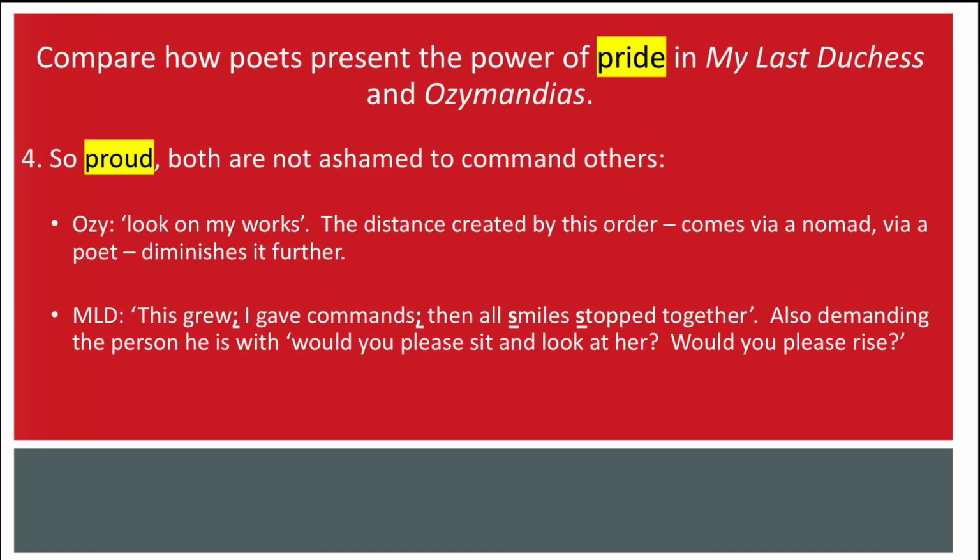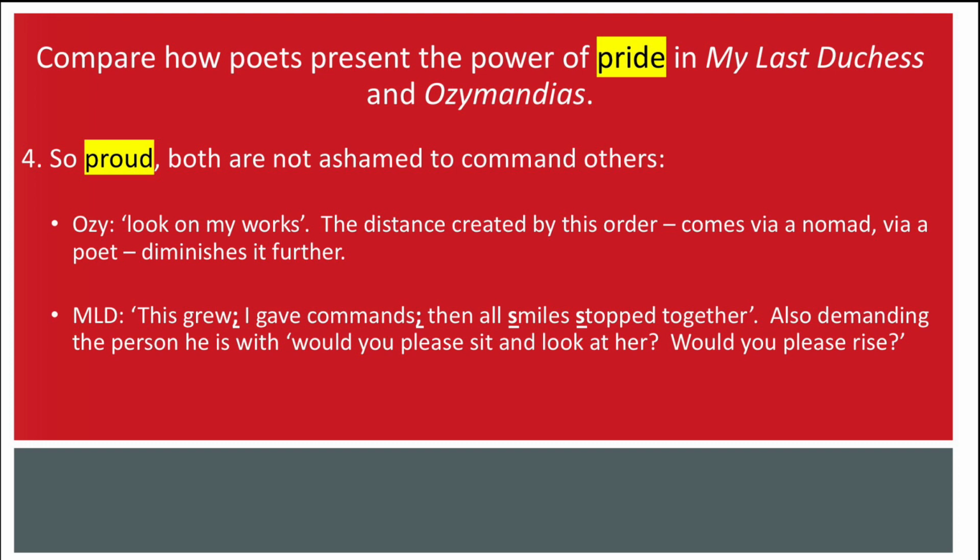Let's simplify things a little bit more. Both poets portray protagonists who are so proud that they are both not ashamed to command others. So basically, everybody, I'm noticing that both poems have many commands in them, and I'm just seeking to compare this. In Ozymandias, we are asked to "look upon my works, ye mighty, and despair." That's a command.